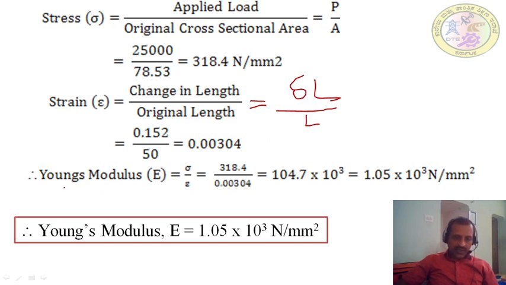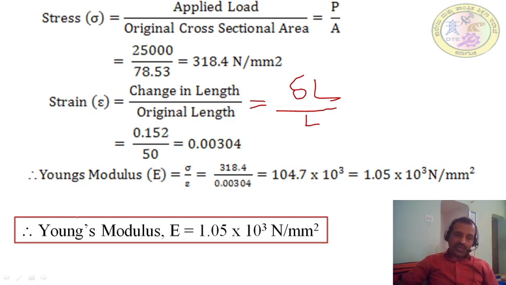And next, find the Young's modulus. Young's modulus is given as sigma by epsilon. This is equal to, substitute the values of sigma and epsilon here. The sigma value is 318.4 divided by 0.00304, which is the strain, and you arrive at the answer as 104.7 into 10 to the power of 3. Now I'll write this as 1.05 into 10 to the power of 3 Newton per mm square.